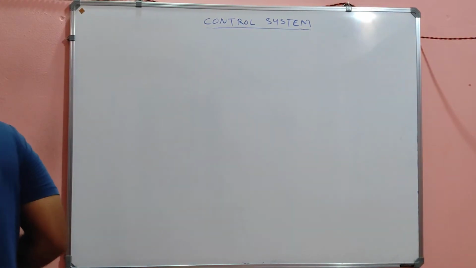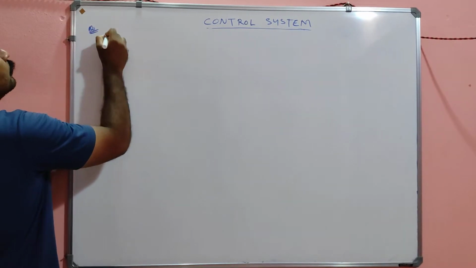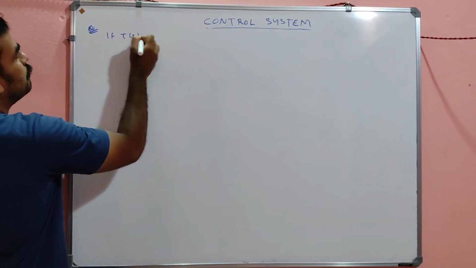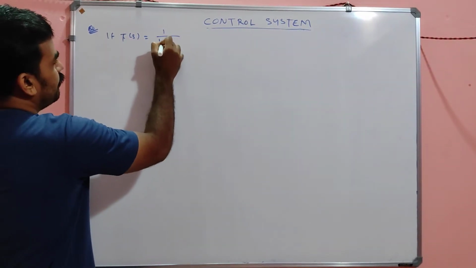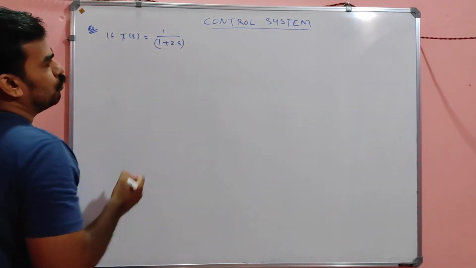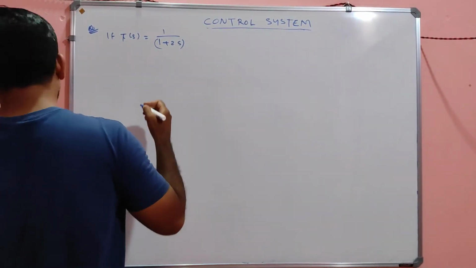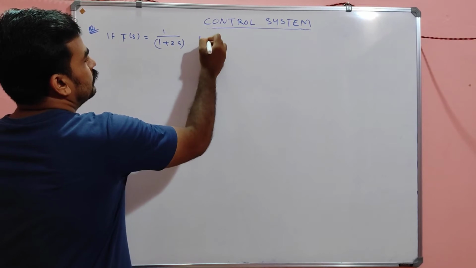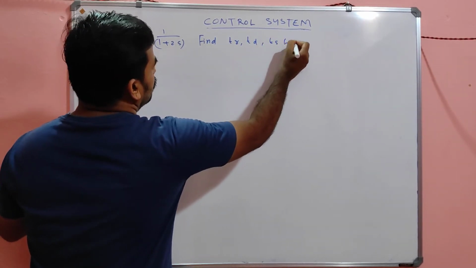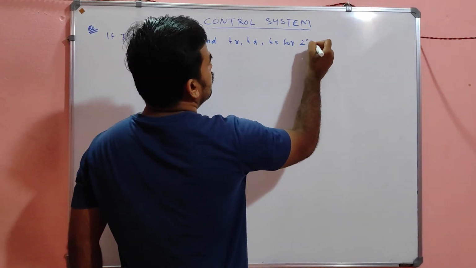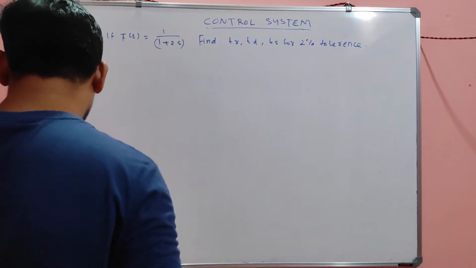Now write a problem, my dear. If T of s, the transfer function, is equal to 1 divided by 1 plus 2s, find TR, TD and TS for 2% tolerance.